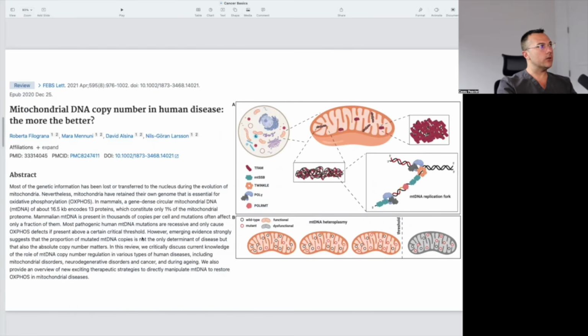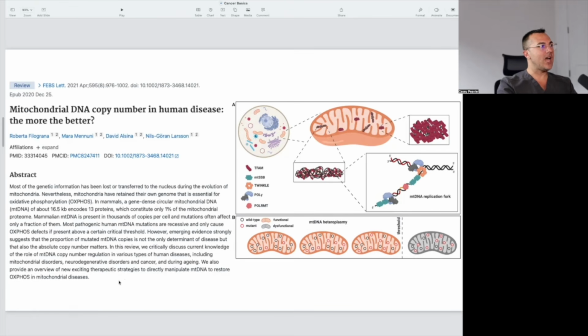And it's not just about mitochondrial DNA damage itself. It's also about potentially the amount and number of copies of DNA that could also be part of the disease process. So I pulled this paper from April of 2021, and it's titled Mitochondrial DNA Copy Number in Human Disease. The more, the better. And it says here in the abstract, most of the genetic information has been lost or transferred to the nucleus during the evolution of mitochondria.